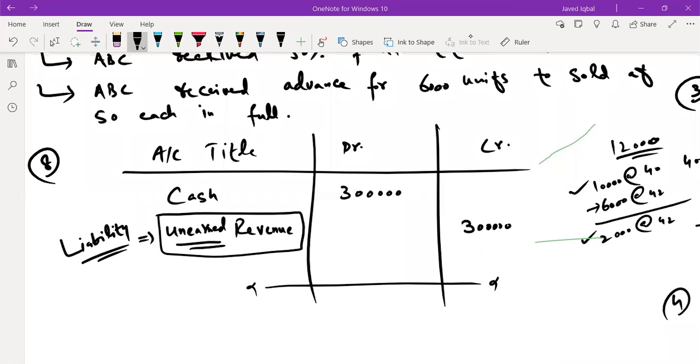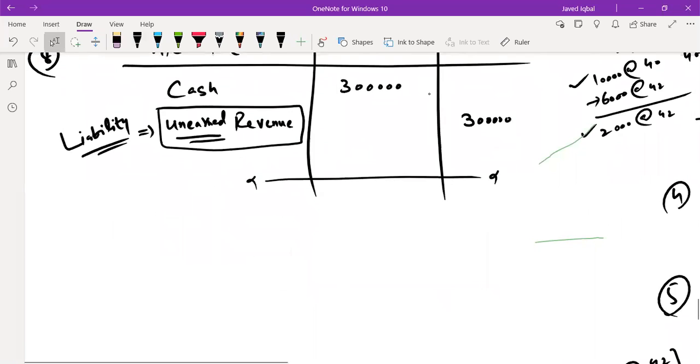Are you asking about CGS? What kind of CGS? Okay. You are saying that we need to record CGS for this transaction, but you cannot. This is not a sale. Remember, I'm saying this is a liability. You have not delivered the goods. And if you recall, we have only 1,000 units remaining with us. How can we provide 6,000 units to him?